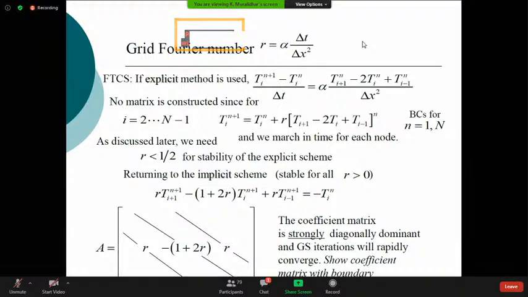But then you also know that explicit methods have a stability constraint. They require you to use very small values of delta t. Implicit methods will not have a time step restriction, but they will require you to form a matrix, like in the second equation. Ti^(n+1) depends on Ti+1^(n+1) and Ti-1^(n+1). So the coefficient matrix has this form. r is the grid Fourier number, alpha delta t over delta x square.